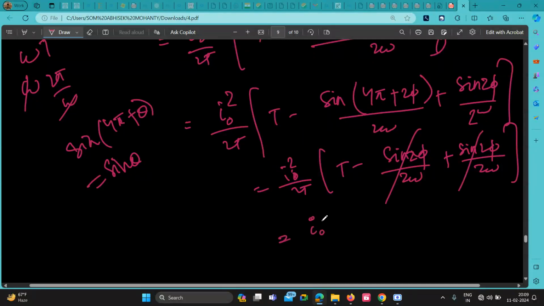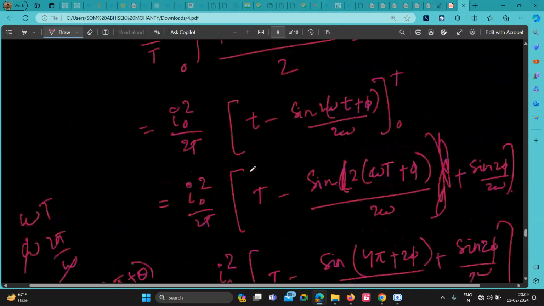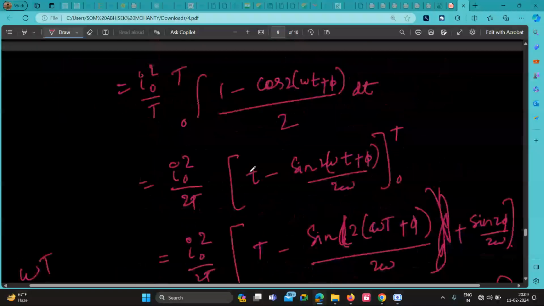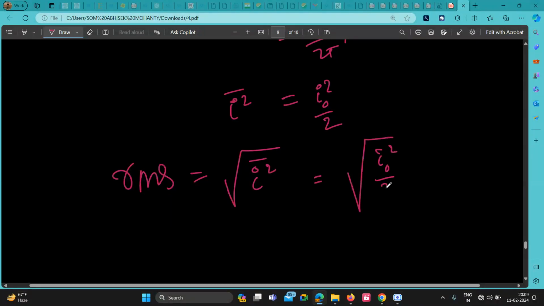Now I naught square by 2t into t, which is what? I naught square by 2. This is I square mean, just mean square only. So root mean square means what? Root mean square means root over of this one. So root over of I naught square by 2, that is I naught by root 2. So IRMS is I naught by root 2.